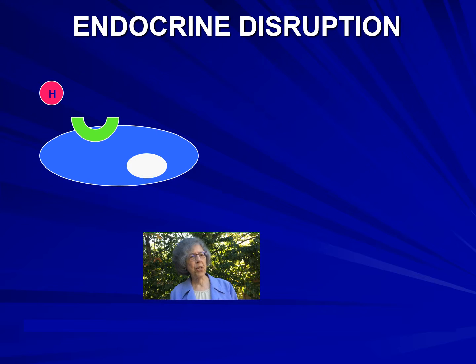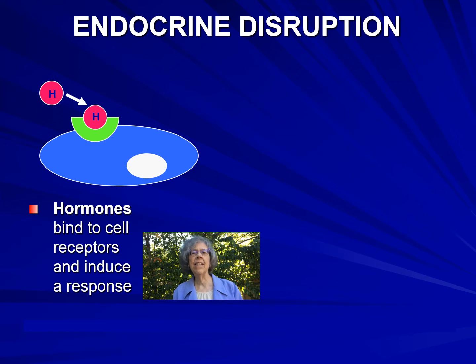In the normal situation, a hormone binds to a receptor on or inside the surface of a cell. This is like a key and lock arrangement in which the hormone is like a key unlocking the cell. And then whatever is supposed to happen does happen. There's some sort of biological or behavioral response, depending on what the hormone is, and everything is fine.